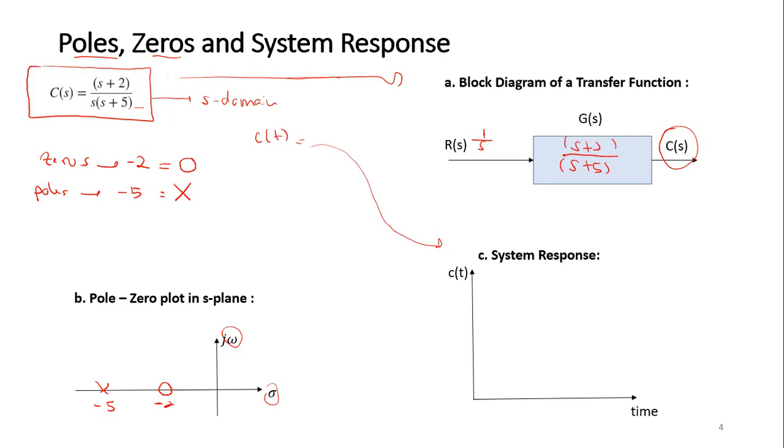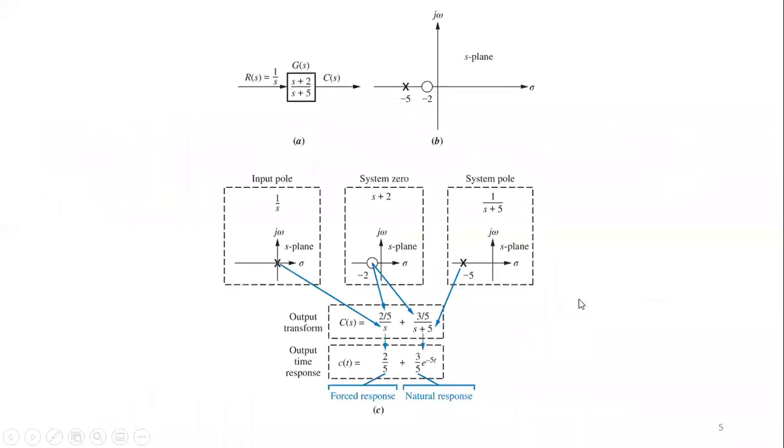For this case, the system response is: you have an input here, 1 over S. You know that there will be an input which is 1 over S, and you have some output here. This is the system response, which is the output. Based on this concept, these are the things that you need to know: the block diagram, the pole-zero plot in the S-plane, and also the system response. Next, you can find this in the textbook.